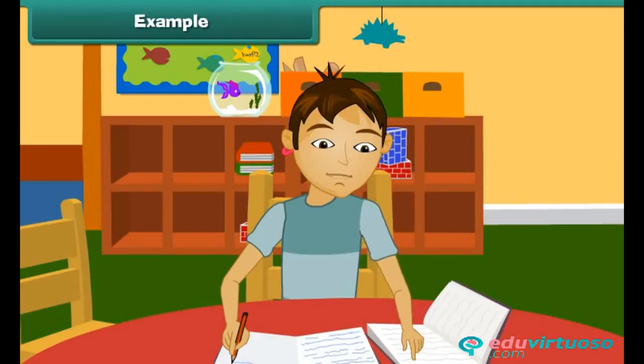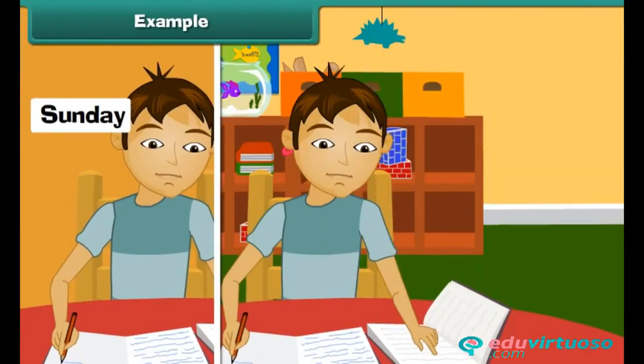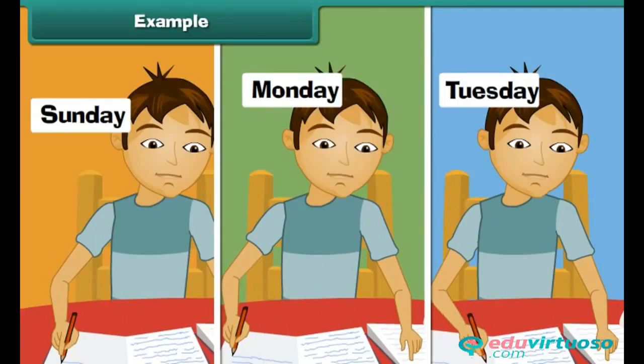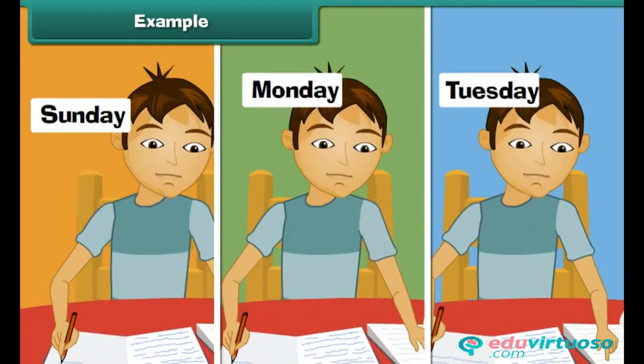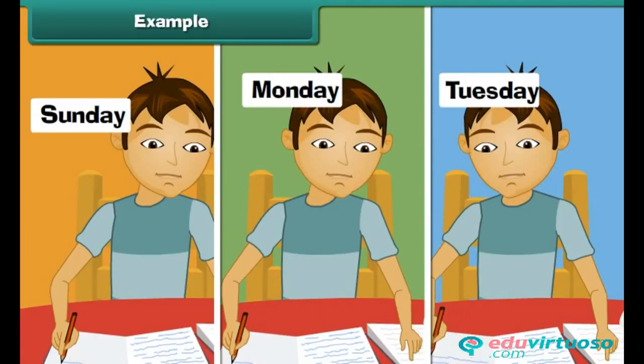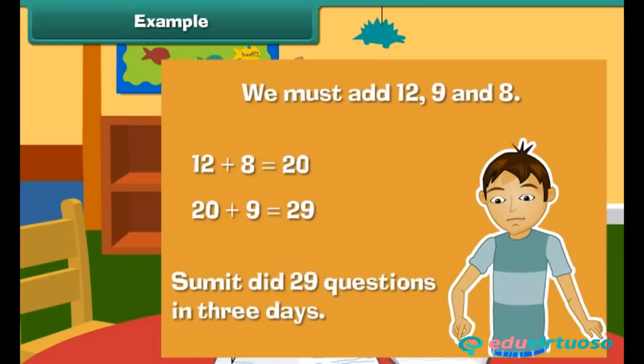Example. Sumit did 12 questions of mental addition on Sunday, 9 on Monday, and 8 on Tuesday. What is the total number of questions done by Sumit in 3 days? To find the questions done by Sumit, we must add 12, 9, and 8. 12 plus 8 is equal to 20. 20 plus 9 is equal to 29. Sumit did 29 questions in 3 days.